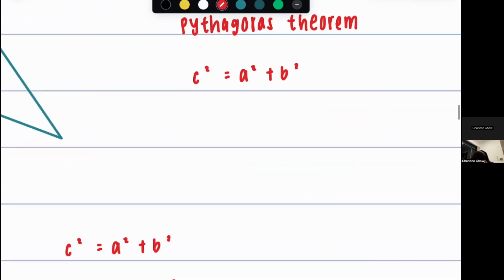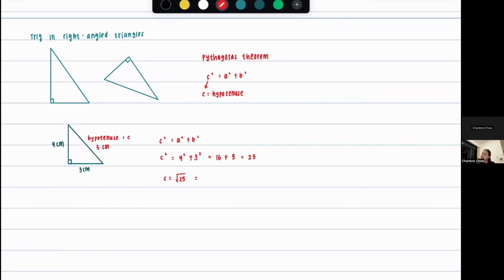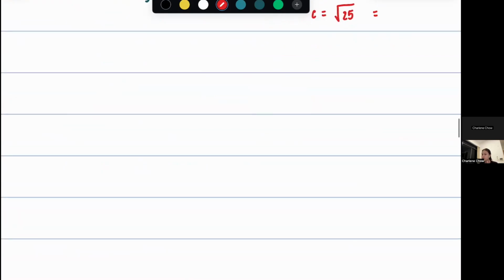So Pythagoras' theorem, c squared equals a squared plus b squared. C is the hypotenuse. That's the most important part. Hypotenuse is going to be c. Very good. Let's keep going now.